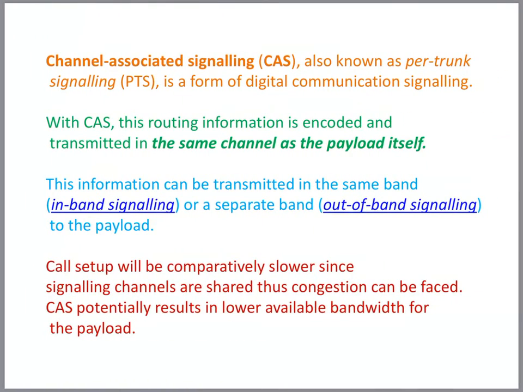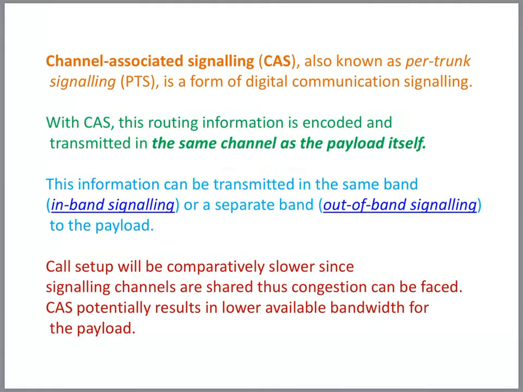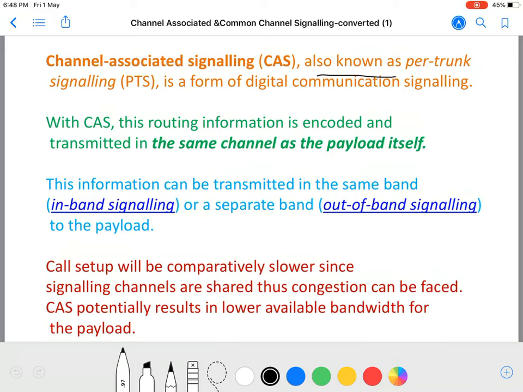So as we have discussed, there are two different categories. One is channel associated signaling, to start with. So what is channel associated signaling? See, channel associated signaling, also known as per trunk signaling, PTS, is a form of digital communication signaling. So why is it called channel associated signaling?